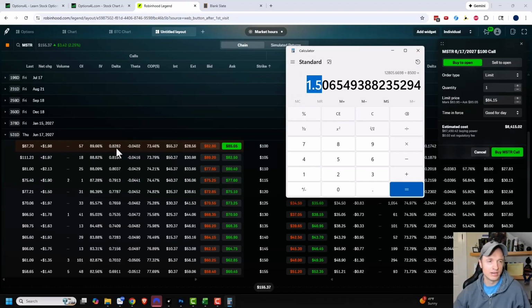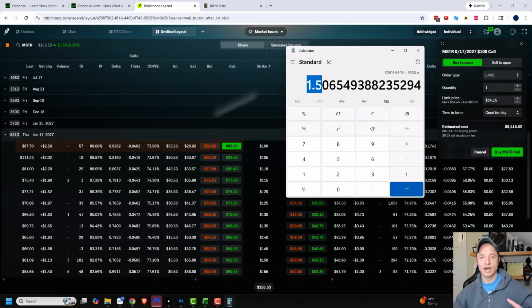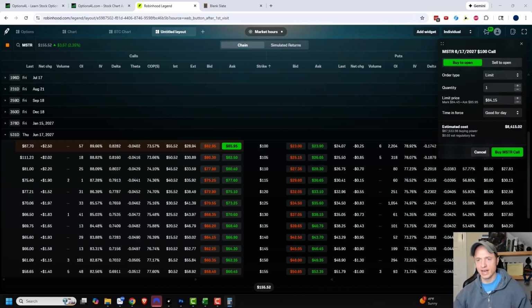And that's due to the delta being at 0.82. It brings down that 1-for-1 ratio, where when the stock moves $1 up, the price of the option moves only 80 cents up. All right, so I just wanted to do that quick math.